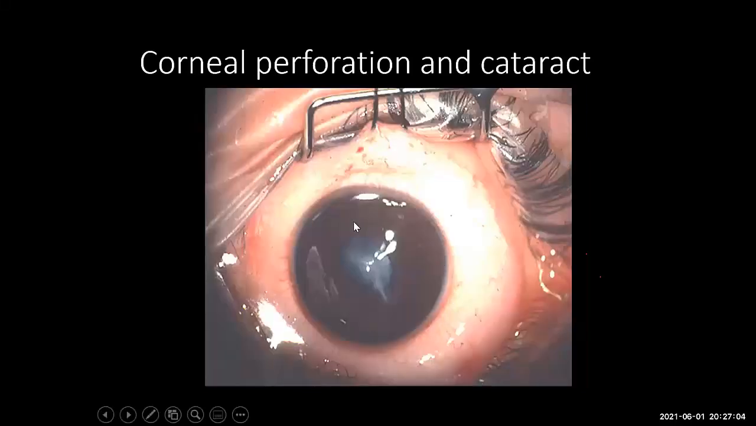Now, this picture shows another corneal perforation, a perforating injury again. See, this cornea is perforated, and these white things are actually damaged lens, with release of lens matter into the anterior chamber. Another serious injury. This again needs repair as early as possible.